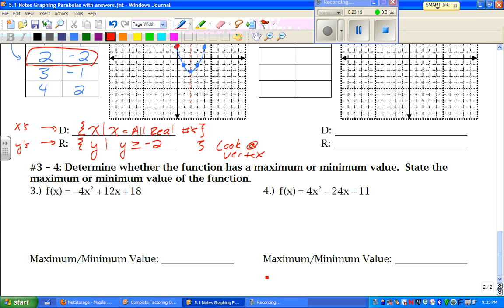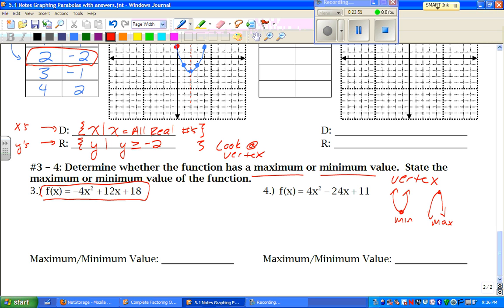Let's go to 3. And almost done. After this, I'm going to let you guys try the others, and that's going to be your homework, to finish this worksheet. Alright, 3 to 4. Determine whether the function has a maximum or a minimum value. So these are key words that say look at the vertex. And then it says state the maximum or minimum value of the function. Alright, so we talked about this before. If the graph opens up, it's going to have a minimum. And if the graph opens down, it's going to have a max. So just by looking at this equation, we have to find if the graph opens up or down.